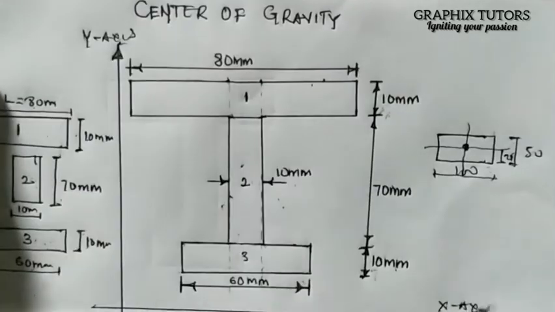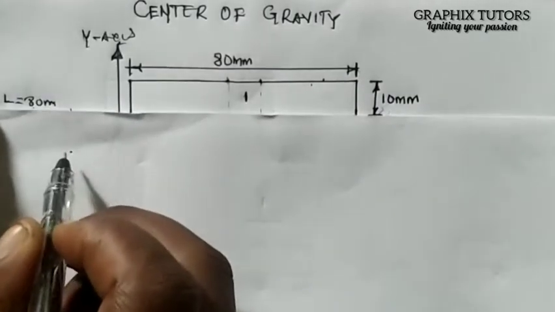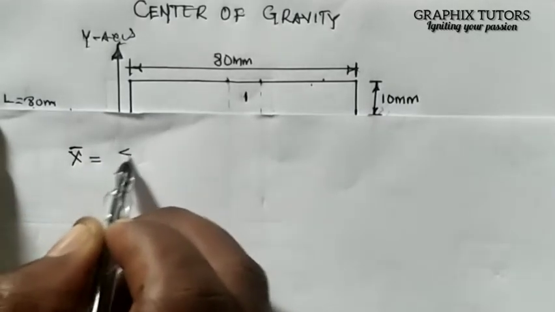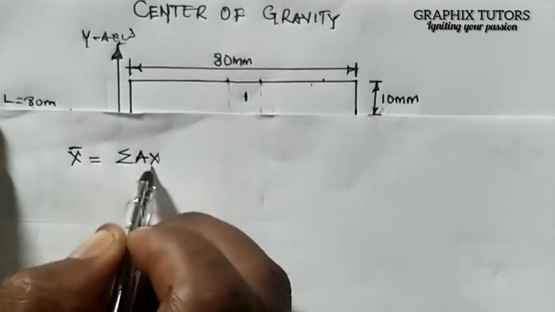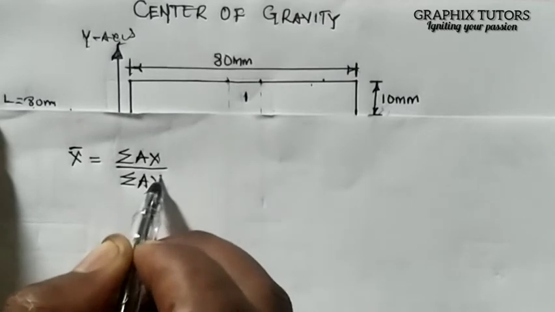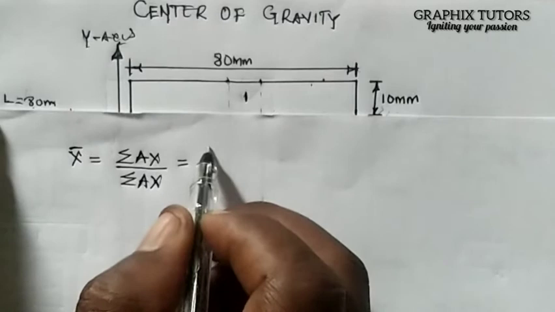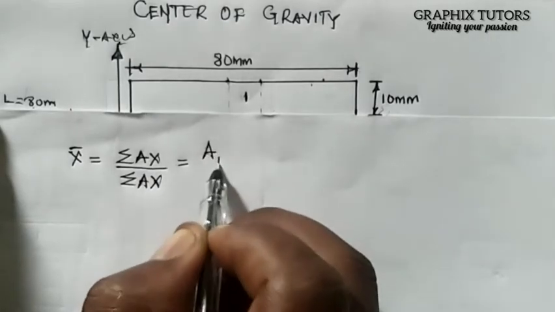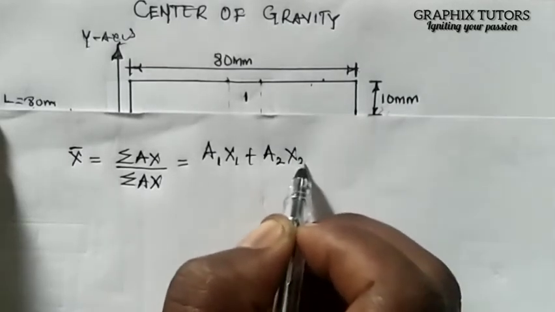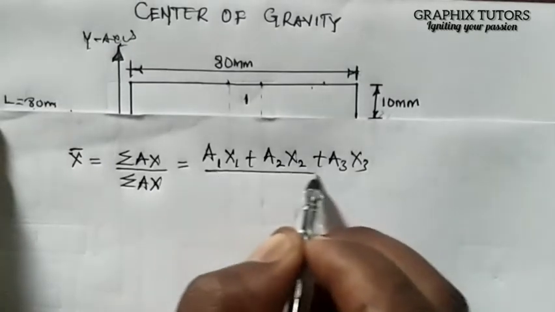Now for my x-axis, we'll say that my x bar is equals to the summation of area times distance along x-axis, all over the summation of area. So this will now give me A1 x1 plus A2 x2 plus A3 x3 all over the summation of the areas.